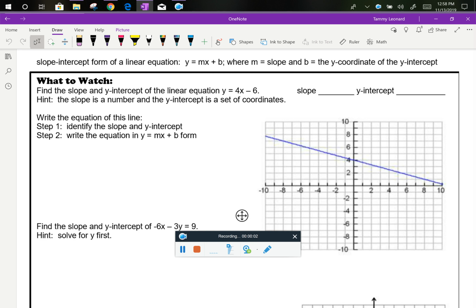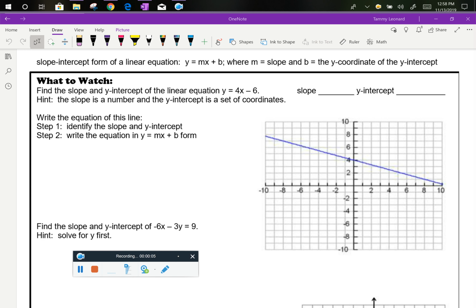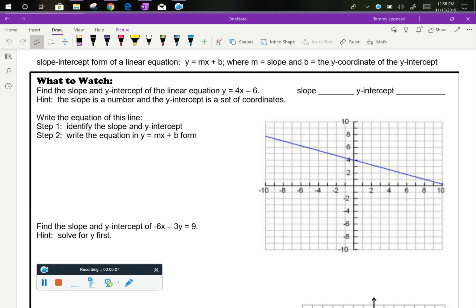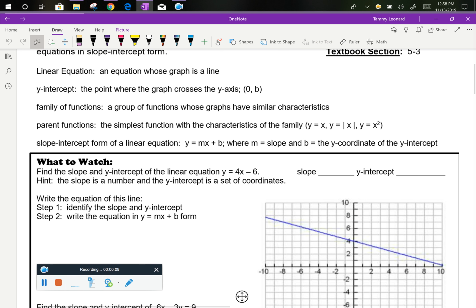Find the slope and y-intercept of the linear equation 4x minus 6. Now, up above on this note sheet, you'll see that there's a variety of vocabulary. But right here, we have the definition of what the slope-intercept form of a linear equation is. This is commonly referred to as y equals mx plus b.